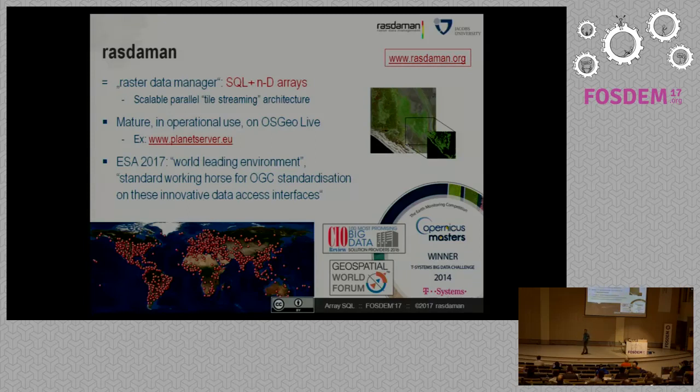Okay, that is actually in operational use. If you go to planetserver.eu, this is about Mars, Moon, and other planetary objects. That is hosting 20 terabytes of data in the rasdaman community, which is open source, and which you can download in source code or as an RPM or as a virtual machine. This is something that is more and more recognized today. It took a long time, actually way more than a decade. But meantime, it's recognized, for example, by the European Space Agency.